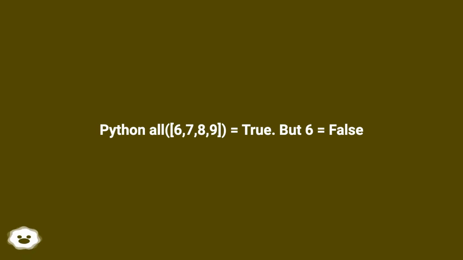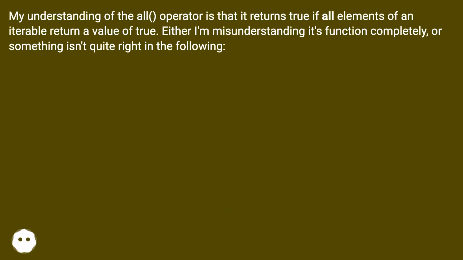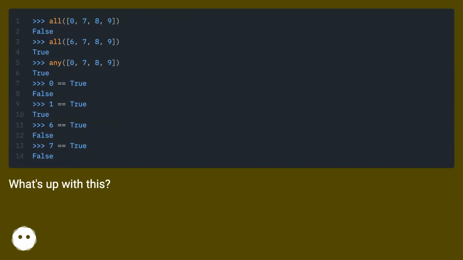Python: all(6, 7, 8, 9) equals true, but 6 == True equals false. My understanding of the all operator is that it returns true if all elements of an iterable evaluate to true. Either I'm misunderstanding its function completely, or something isn't quite right in the following. What's up with this?